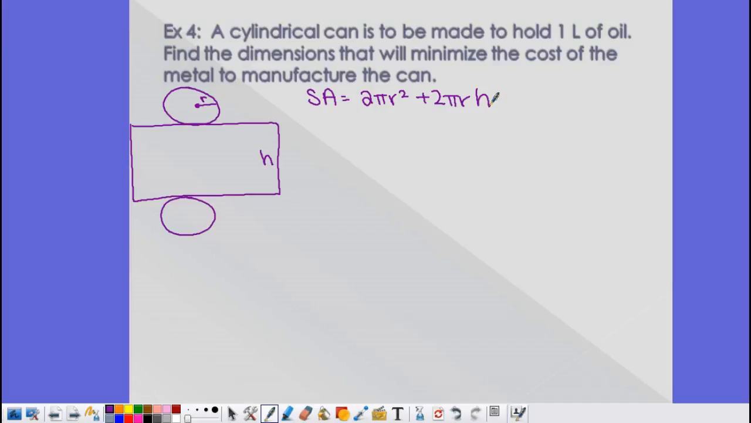How about volume? What's the volume of a cylinder? Pi r squared times h. Yes. So again, volume would be pi r squared times h. So it's the area of the top times the height.